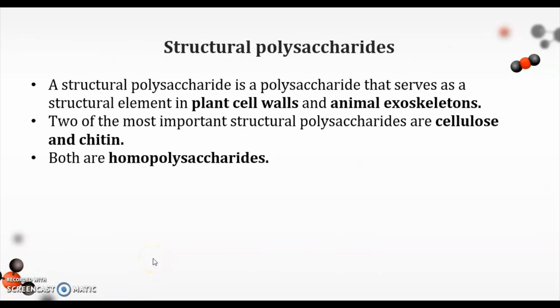Structural polysaccharides. A structural polysaccharide is a polysaccharide that serves as a structural element in plant cell walls and animal exoskeleton. The two most important structural polysaccharides are cellulose and chitin. They are both homopolysaccharides.